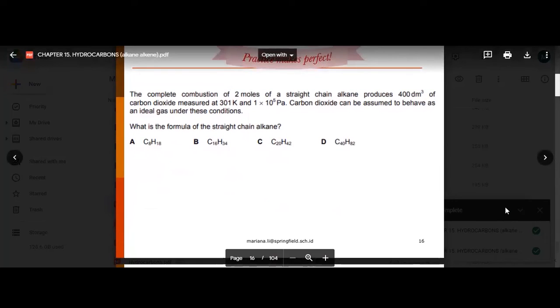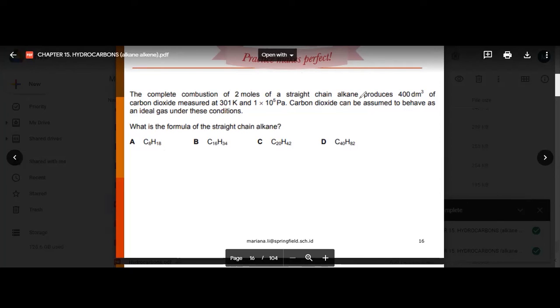Okay, let's see this practice question. The complete combustion of 2 moles of a straight chain alkene produces 400 dm cube of carbon dioxide, measured at this pressure. CO2 can be assumed to behave as an ideal gas. What is the formula of the straight chain alkene? Please pause this video while you're working. Okay, everyone, are you done? If you're done, you can check your answer with mine.